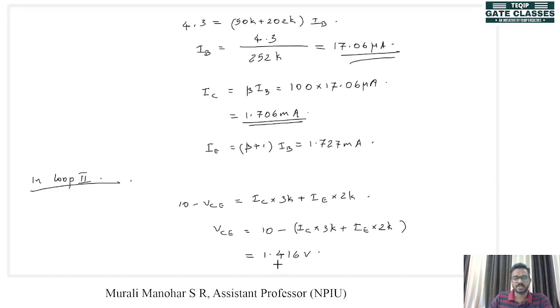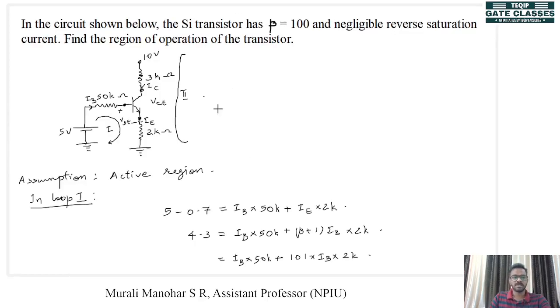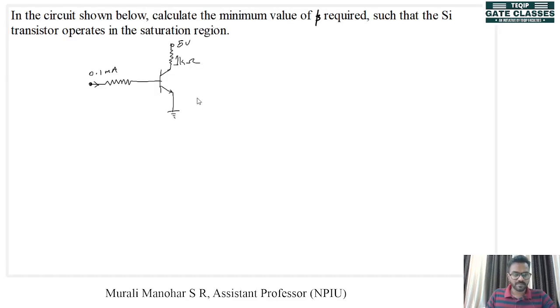1.416 volts. Now we know that VCE SAT for a silicon transistor is equal to 0.2, and the VCE we got is greater than VCE SAT. What does that mean? That means our assumption was right. This transistor is in the active region. Okay. So the region of operation is active region. Is it clear?